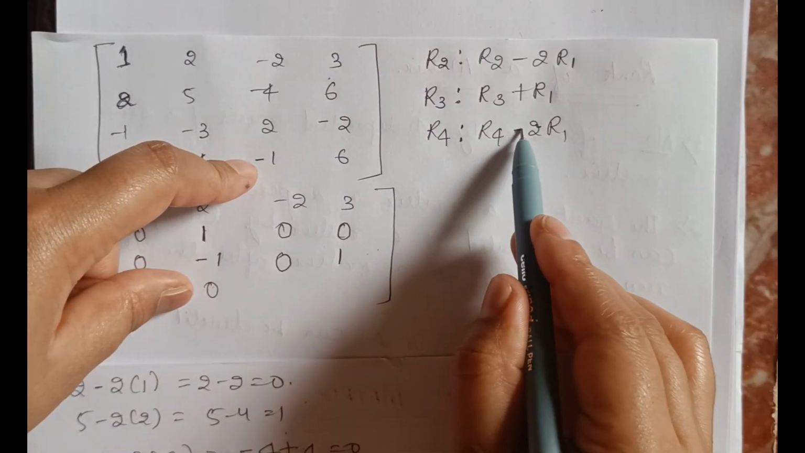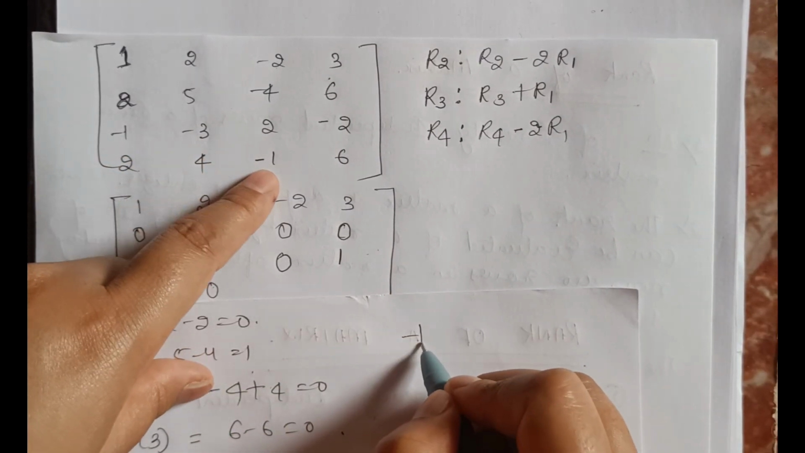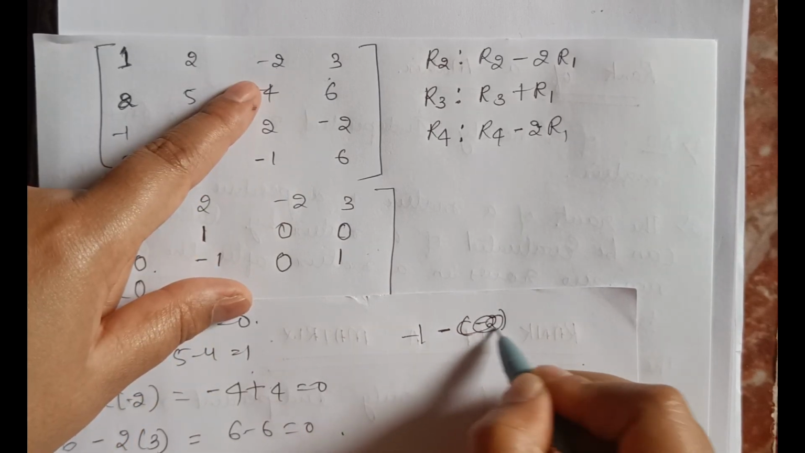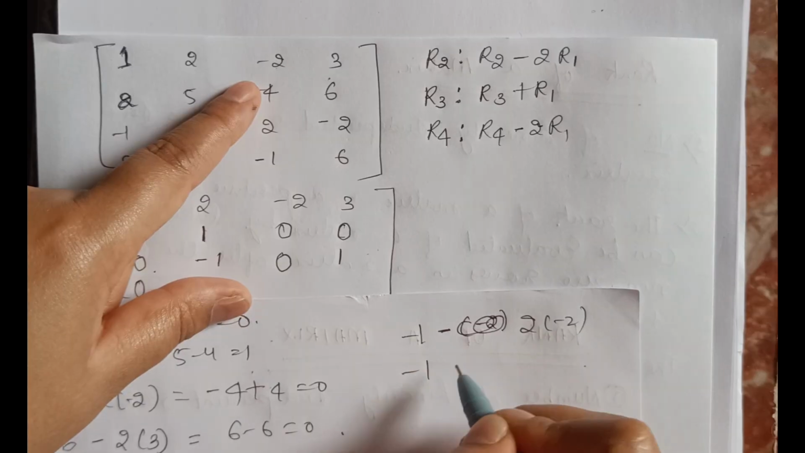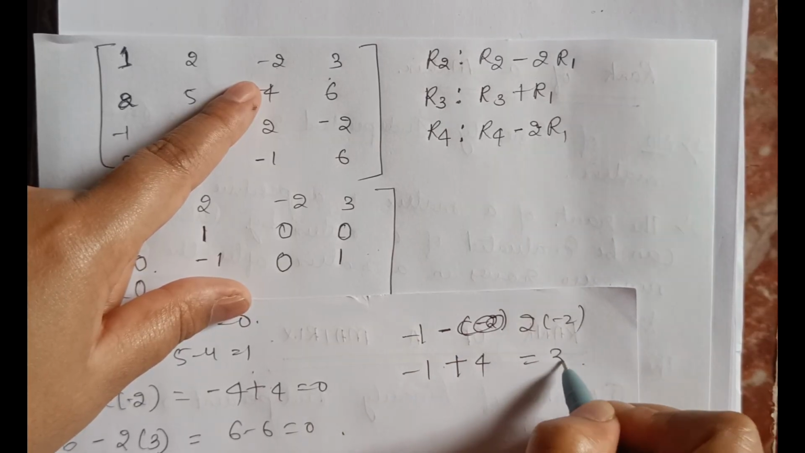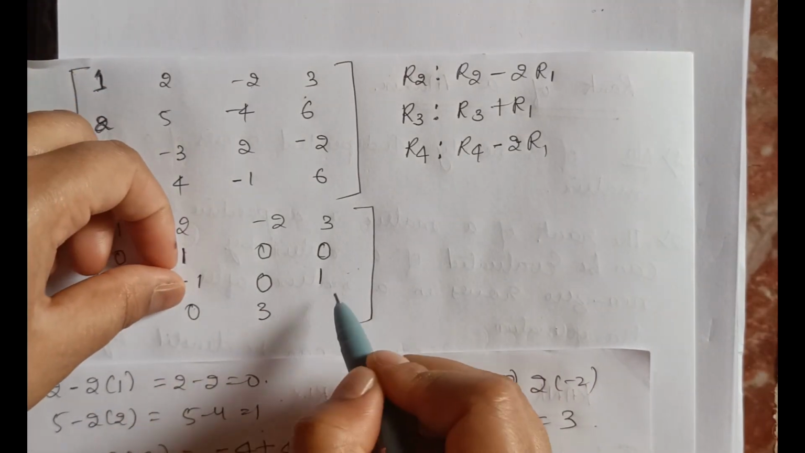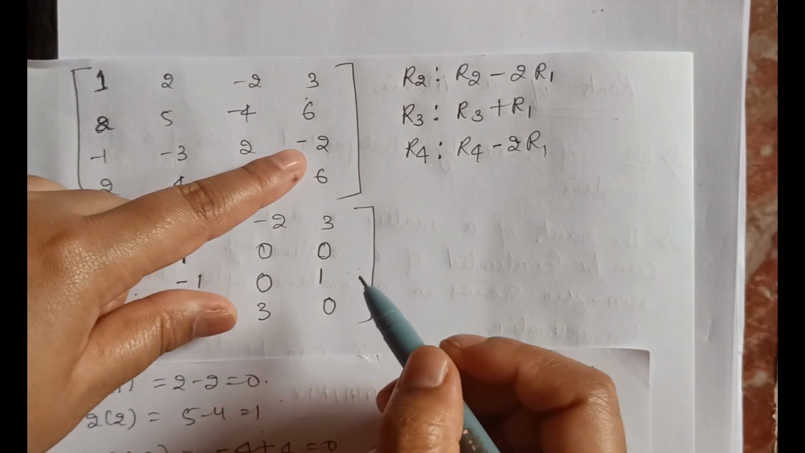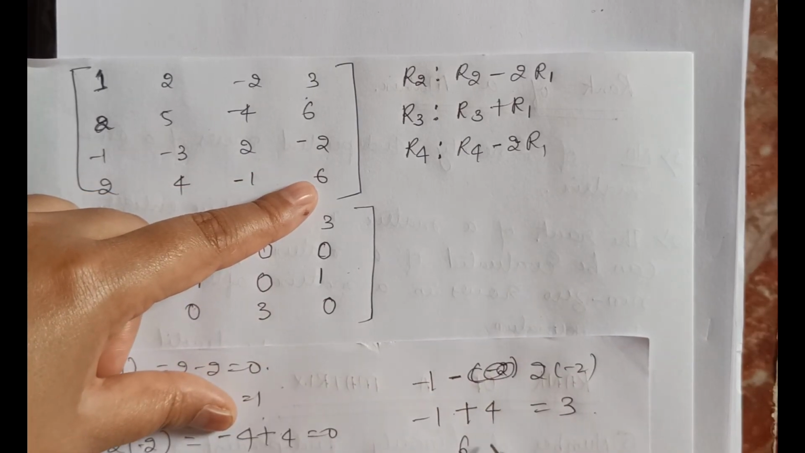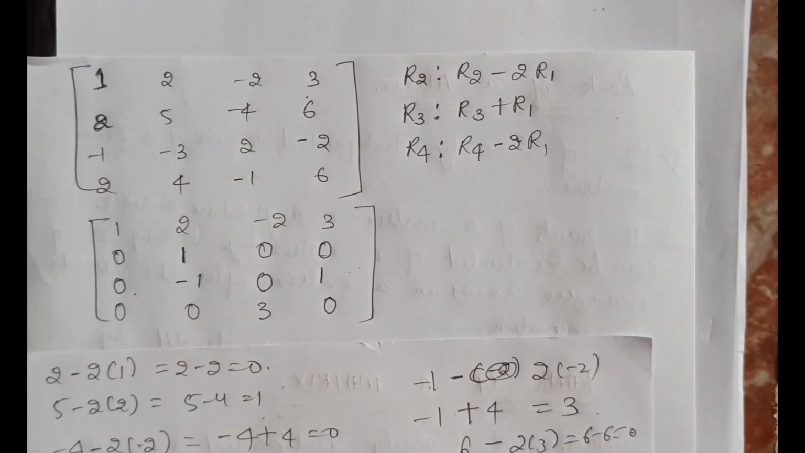Minus 1 plus 4, let's not get confused, 2 into minus 2. Minus 1 minus 2 into minus 2, so minus 1 plus 4, it's going to be 3, right? So this is 3, and the last is 0. How? 6 minus 2 into 3. 6 minus 6 is equal to 0. Understood?